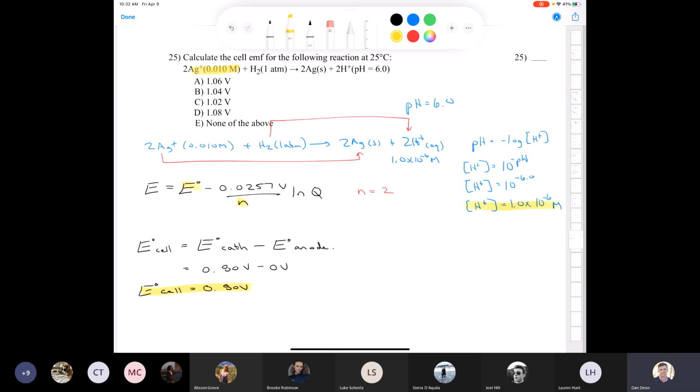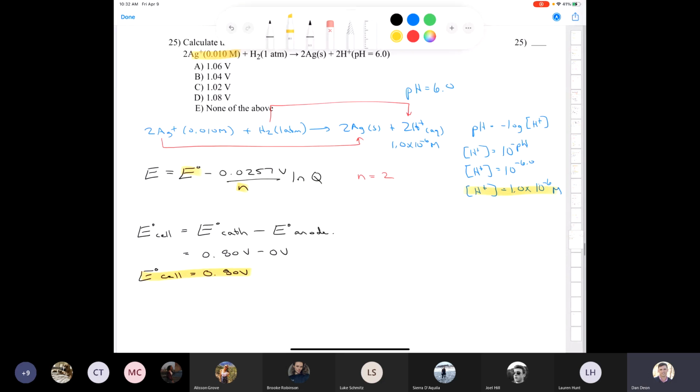So now I have this value. I just need to work out my Q. Well, from my reaction, I can see that my Q is going to be equal to the concentration of H plus squared divided by the concentration of the silver ions squared multiplied by the pressure of the hydrogen. When I punch all that into my calculator, you get 1.0 times 10 to the negative 6 squared divided by 0.010 squared multiplied by 1. That gives you a Q equal to 1.0 times 10 to the negative 8.